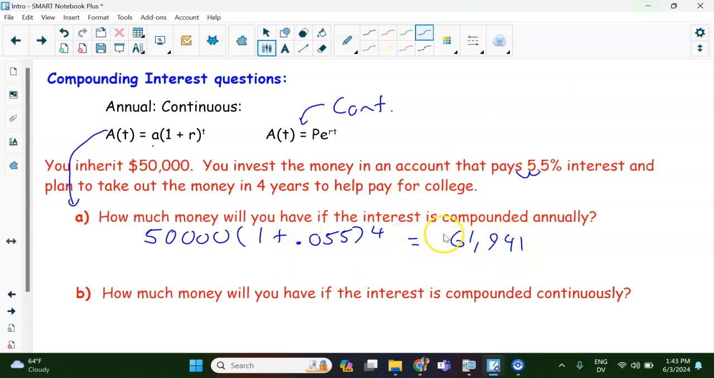Okay, and then we'll find that the continuous should be a little bit better. So this is the same thing, except now use PERT. And P just stands for the starting amount, kind of like little a in the other formula. Remember, E is like 2.7.